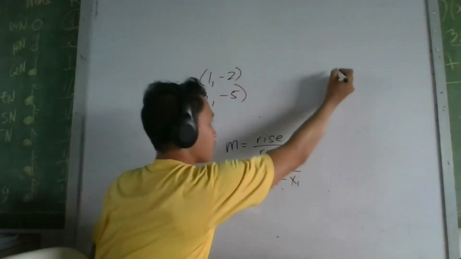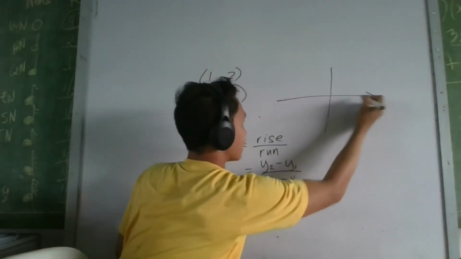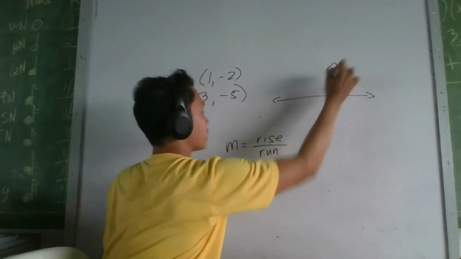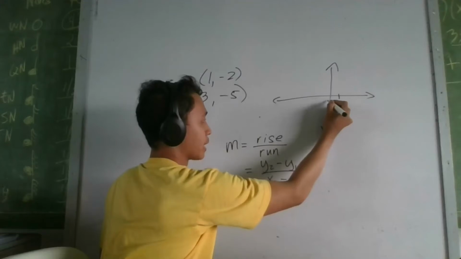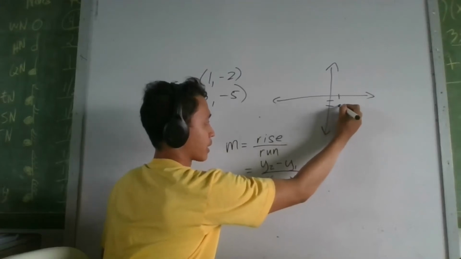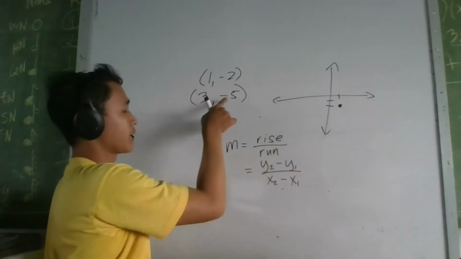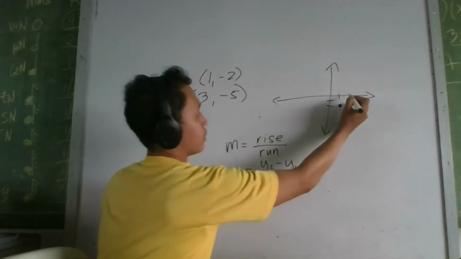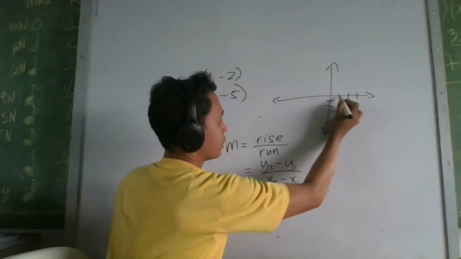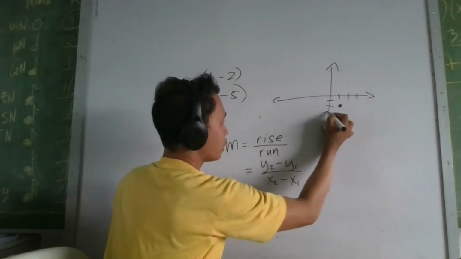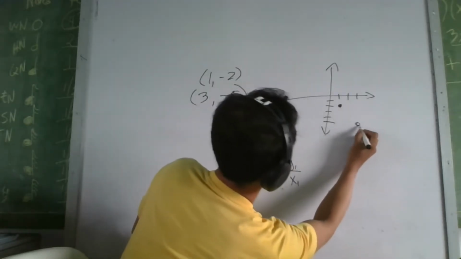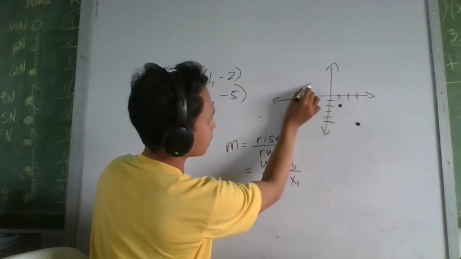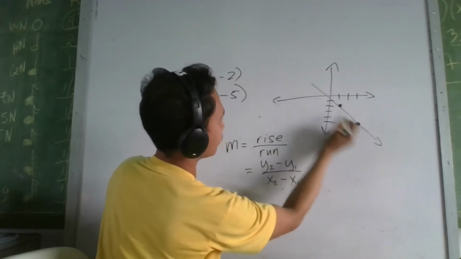So let's say, for example, we put that on our Cartesian plane. Okay, if we're going to put that in our Cartesian plane, yung (1, negative 2) is 1, then negative 2, 1, 2, it's right here. Okay? Then yung (3, negative 5) is, right, 1, 2, 3, negative 5, 1, 2, 3, 4, 5. So, it's around here. Okay, then we connect those 2 points.